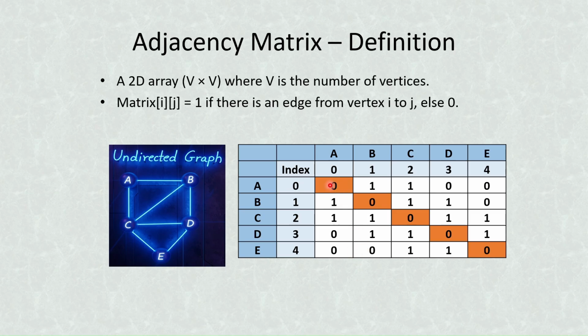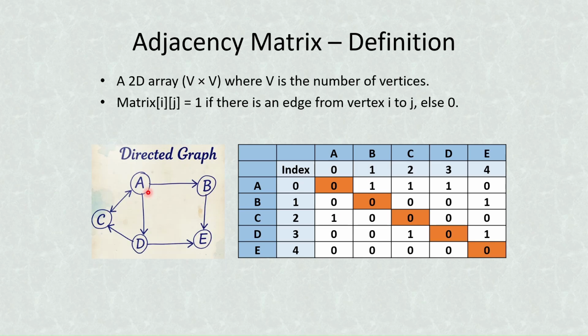Now if you observe, the diagonal entries are 0 because there is no self loop present in this graph. Observe that the upper side of this matrix is a mirror of the lower side, as it is an undirected graph. Next, we will see one more example of the adjacency matrix.